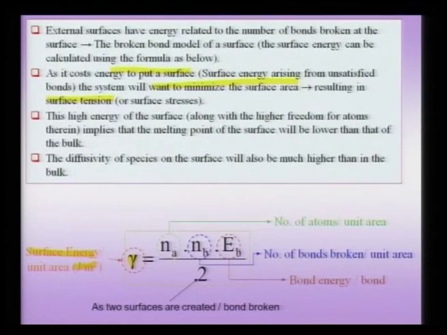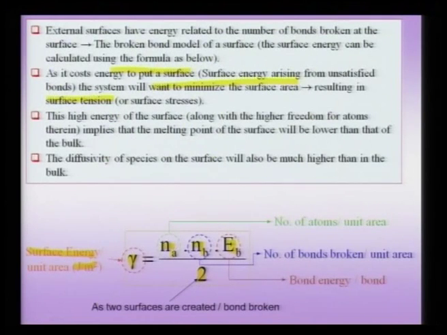Now, what is the value of the surface energy? The first thing I need to know is the number of atoms on the surface. Then I need to know the number of bonds broken when I actually make the cut. Then I need to know the bond energy per bond, right? And of course, I divide this whole function by 2, because now there are two surfaces being created, half the energy would reside with one surface and the other half of the energy because of the breaking of the bonds will reside with the other surface.